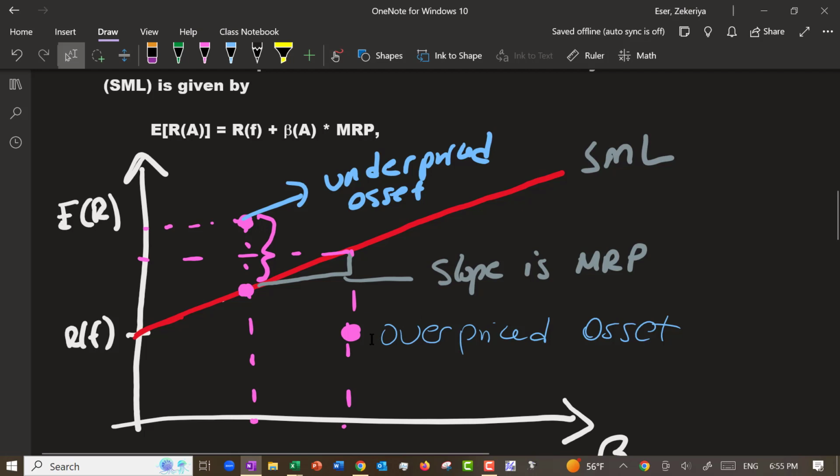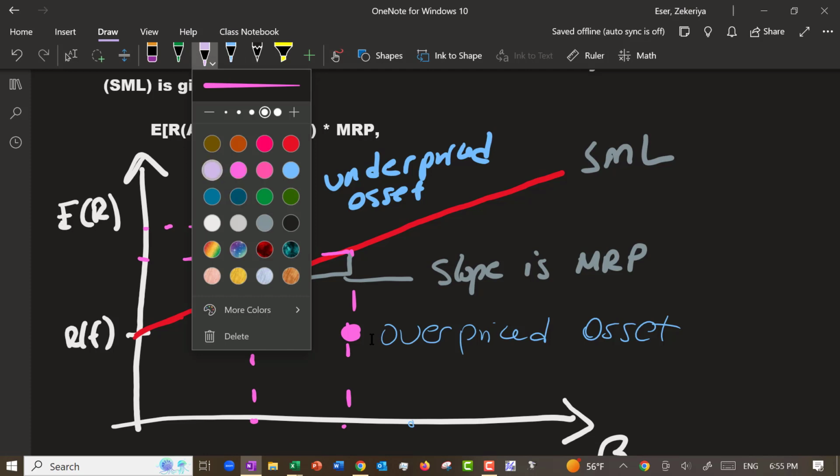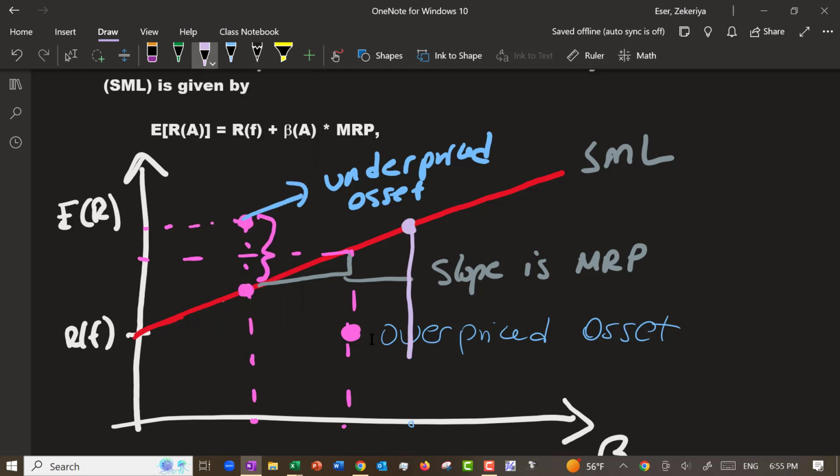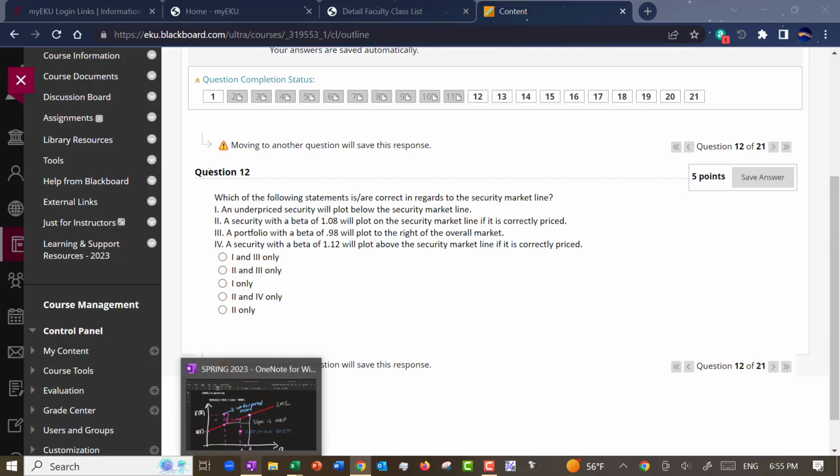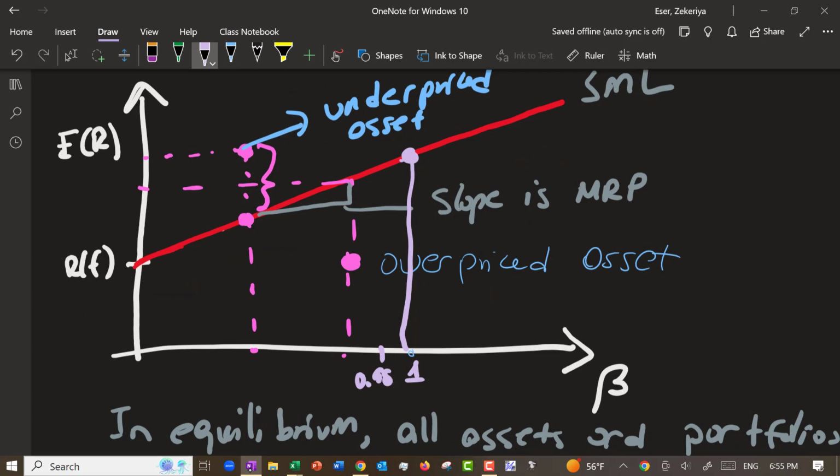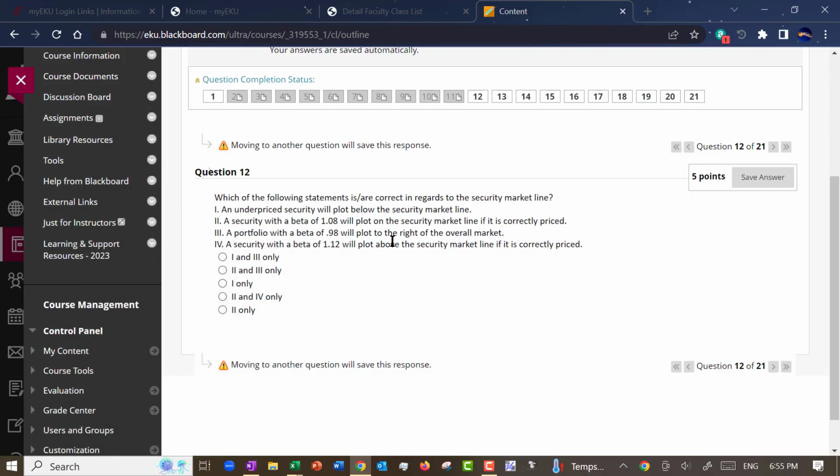A portfolio with a beta of 0.98 will plot to the right of overall market. So if I put this one a beta of 1, okay? That would be the market portfolio, right? If you have a beta of 0.98, are you going to be to the right or to the left? To the left. So that is not correct either.